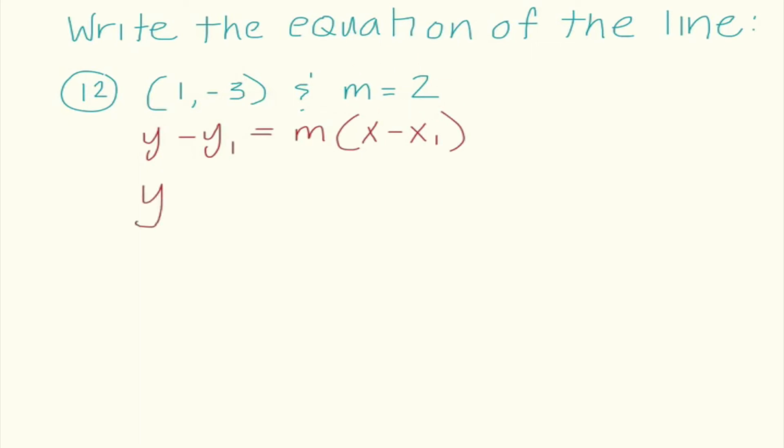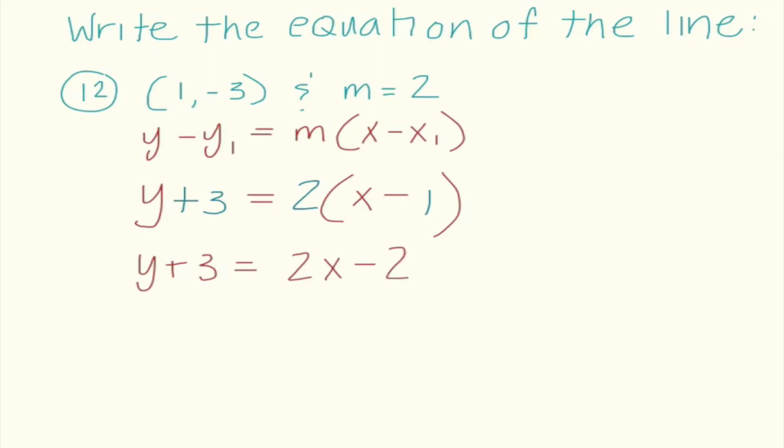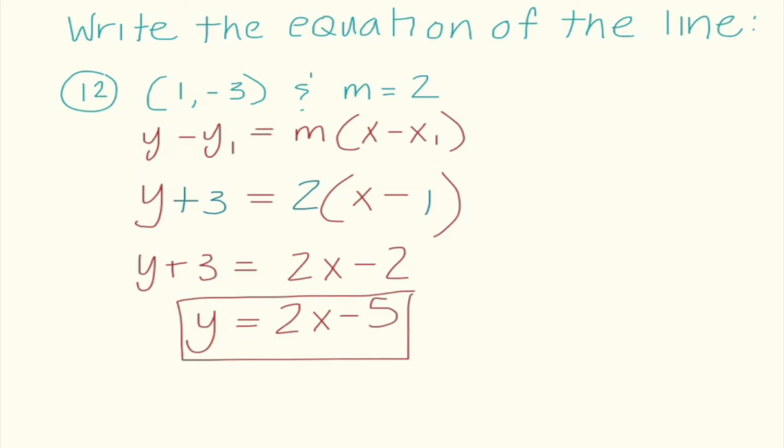So I have y plus 3, and the reason why I'm saying plus 3 is because minus negative 3 makes a positive, equals 2 times x minus 1. So I'm going to go ahead and distribute that 2, so I have 2x minus 2. When I subtract 3, I get y equals 2x minus 5.